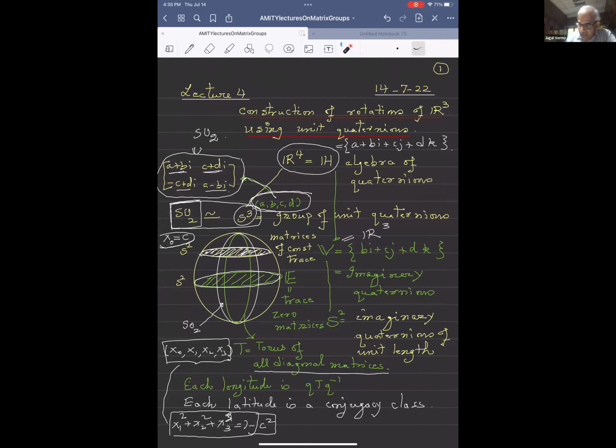And these horizontal structures, which are two-dimensional spheres within the three-dimensional sphere, will be the conjugacy classes of SU2. Every group has conjugacy classes, right? A group is a disjoint union of conjugacy classes. And the conjugacy classes of SU2, if you map them into the three-dimensional sphere, will turn out to be latitudes. So this is what I want to explain today and next time.